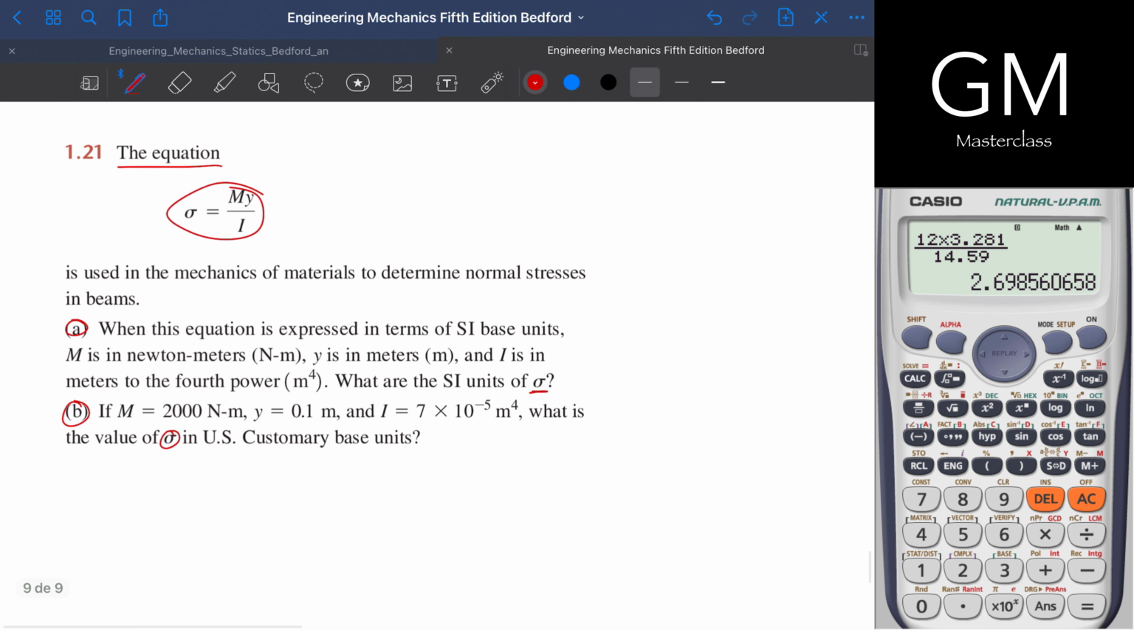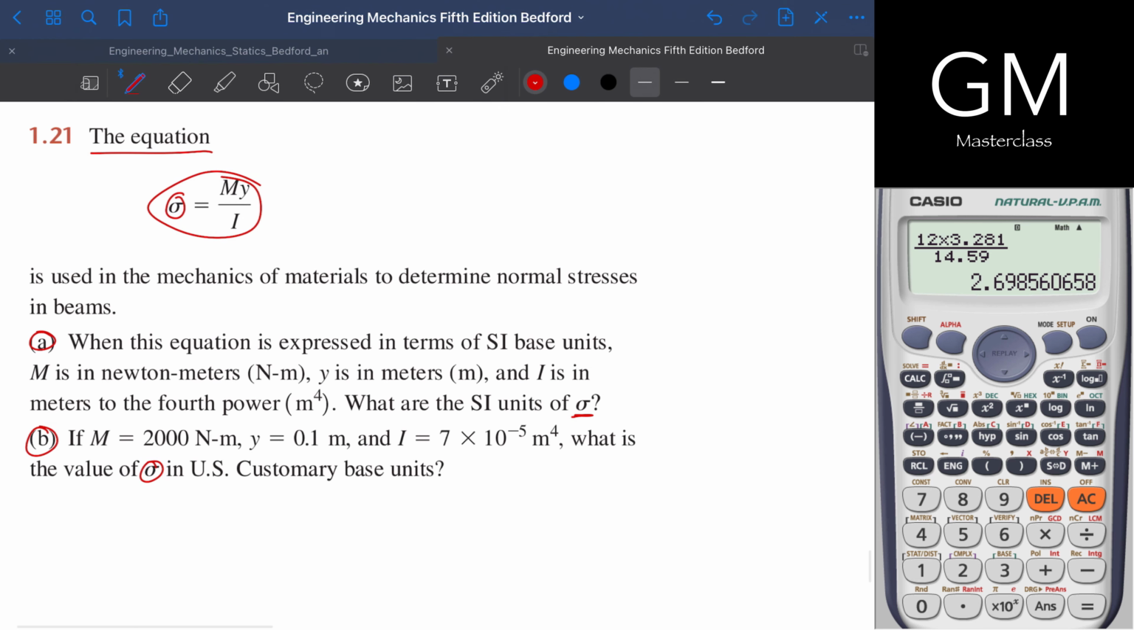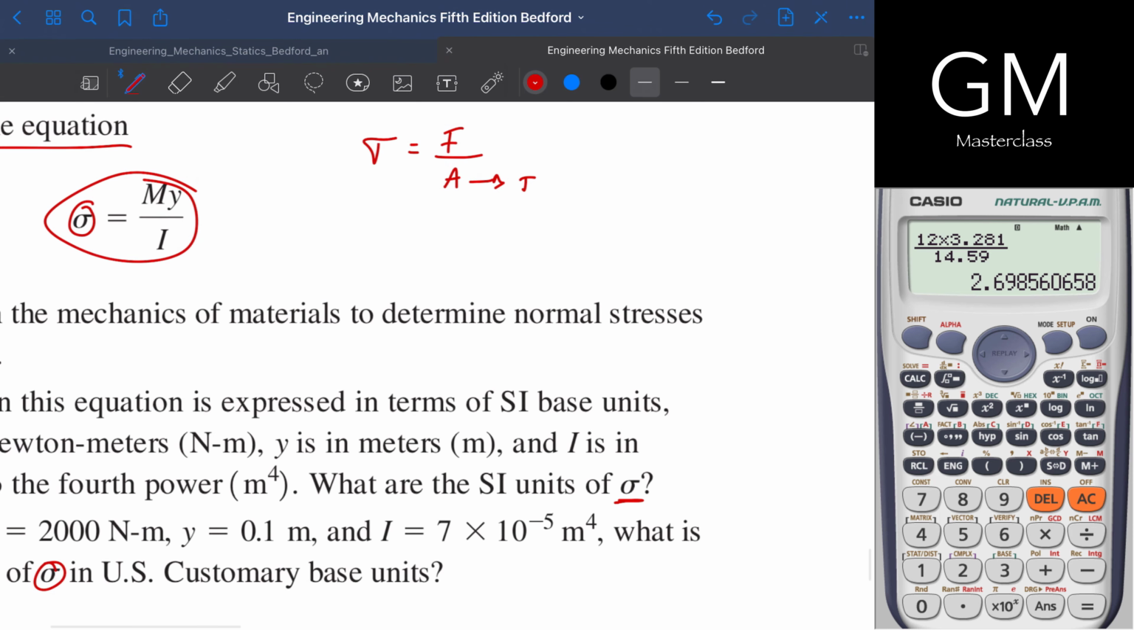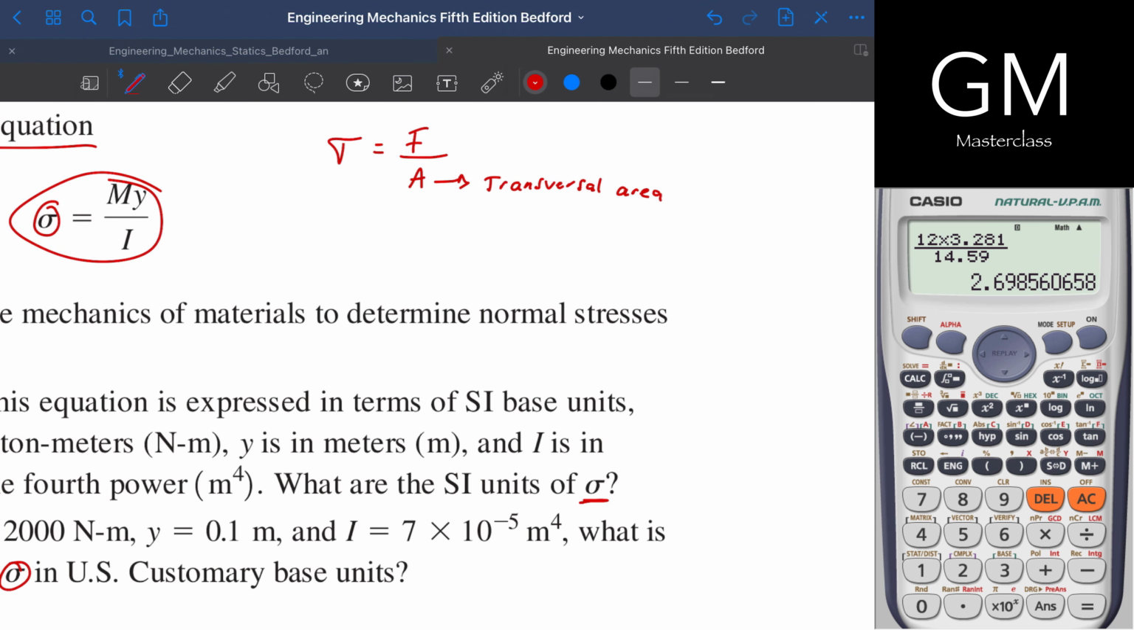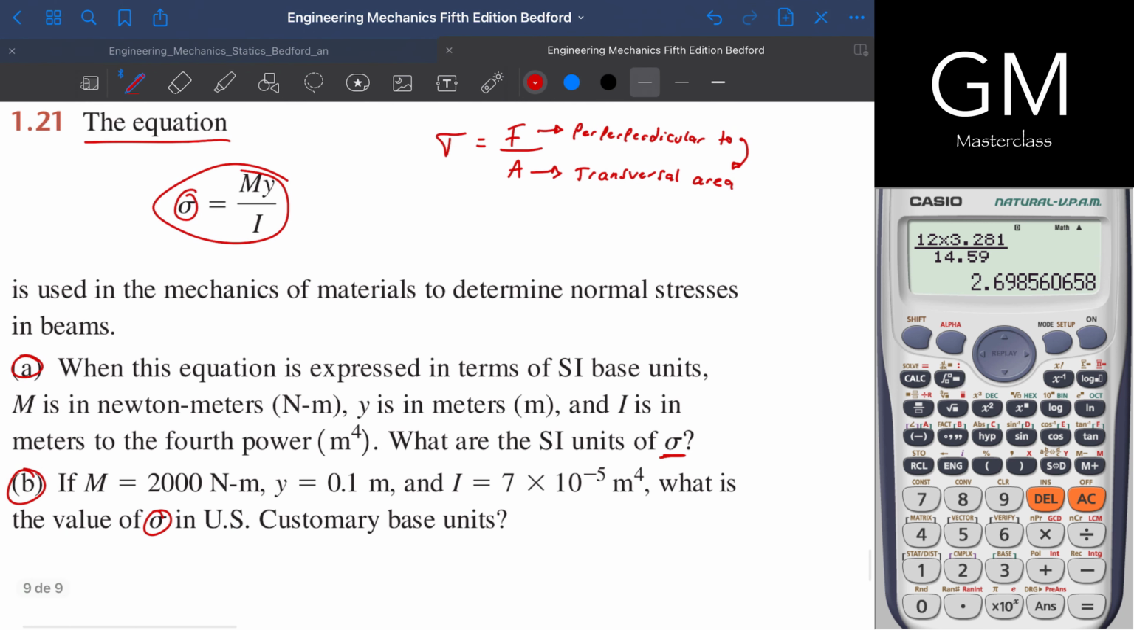Well, the principal thing that we have to recognize here is that we are talking about a stress. And stress by definition is given by a force divided by an area. Which area? The transversal area. Which force? The perpendicular to the transversal area.